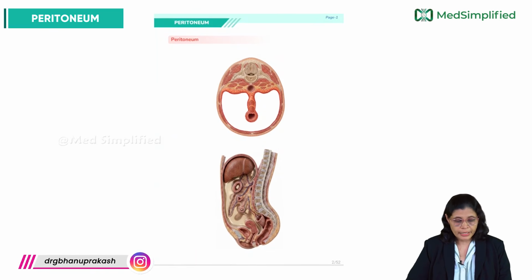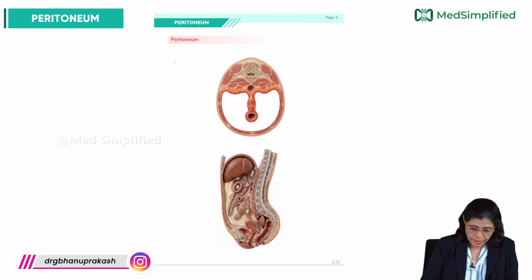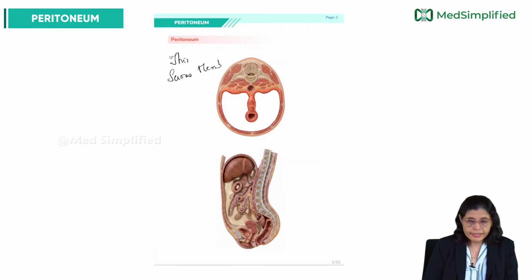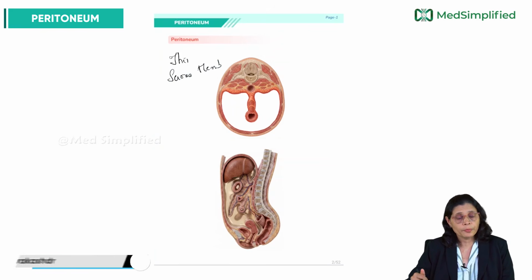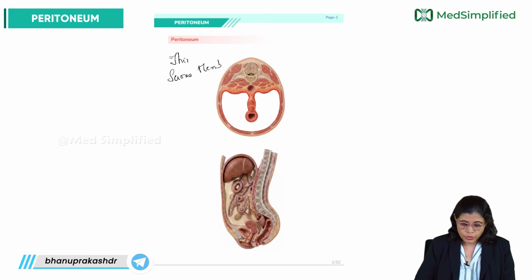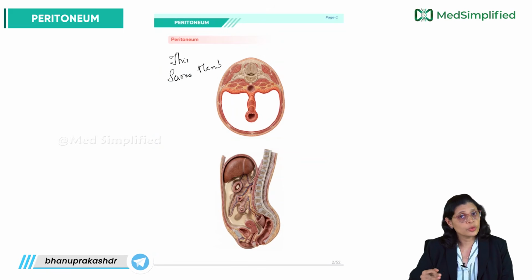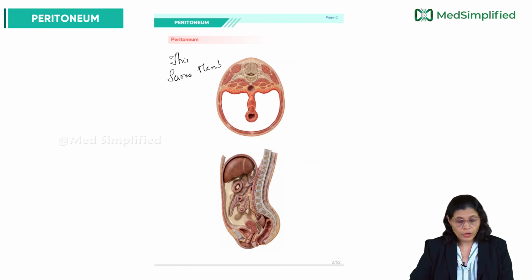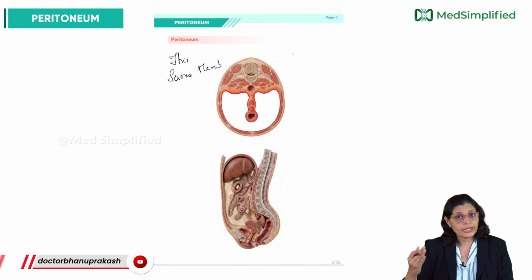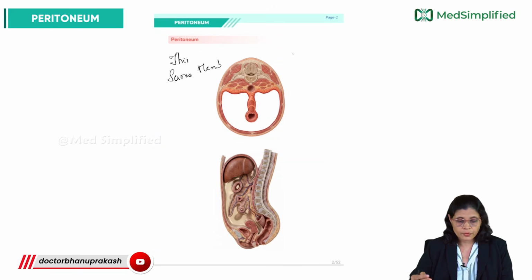Now peritoneum is a large, thin, serous membrane, which lines the interior of the abdominopelvic cavity. This serous membrane has two layers: an outer layer made up of fibroelastic tissue, and an inner layer lined by squamous epithelium, which we call the mesothelium. The outer layer provides strength, whereas the inner layer secretes the serous fluid.